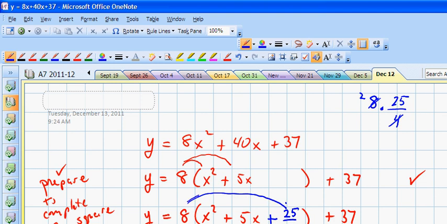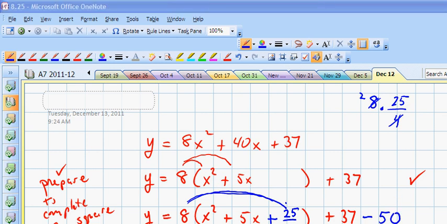Without realizing it, we added 8 times 25 fourths, which is the same as adding 50. So we balance it by subtracting 50. We're going to balance it out, subtracting 50. So this was actually completing the square: adding this term, and then balancing by adding the negative 50.